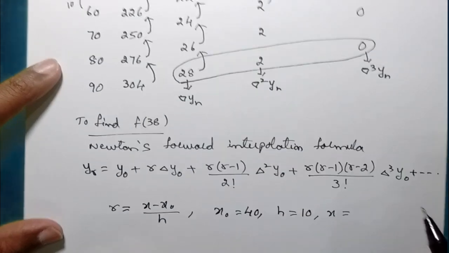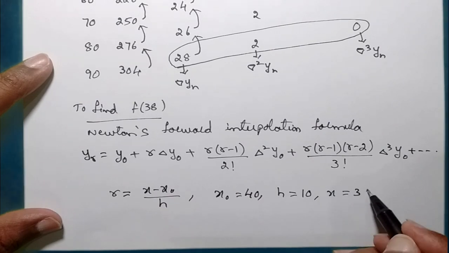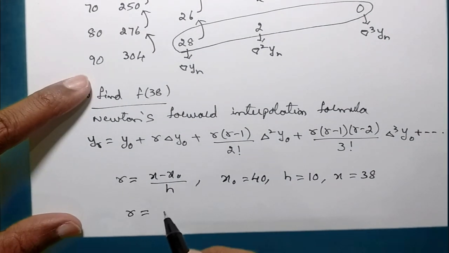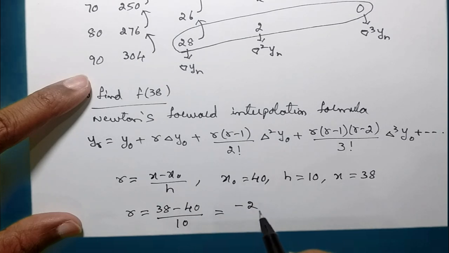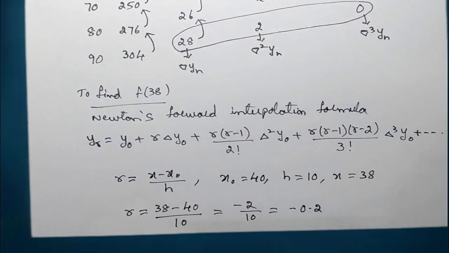And what is the value of x? So at what point do we need to calculate? 38. So x value is 38. Just plug in the values here. R will be x, which is 38, minus 40, divided by 10. So 38 minus 40 will be minus 2, divided by 10. So minus 2 by 10 will be minus 0.2. So we got the value of r to be equal to minus 0.2.